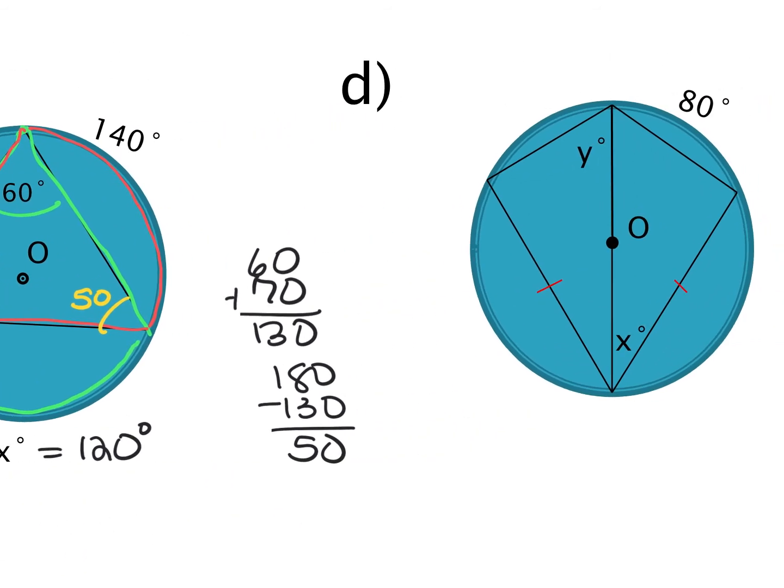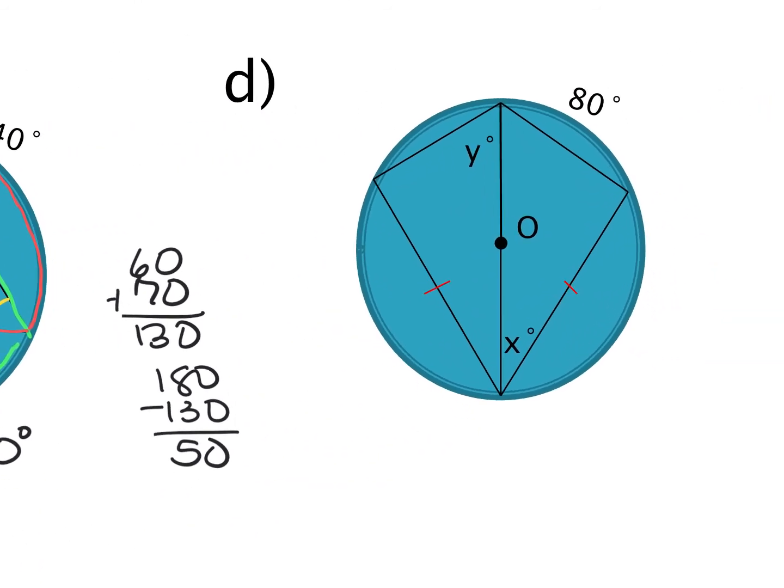Go on over here to 1D. So again, let me go ahead and trace over the 2 chords that are forming angle X. And I can see angle X here is going to be half of its intercepted arc. And its intercepted arc is 80. So making angle X here 40 degrees.